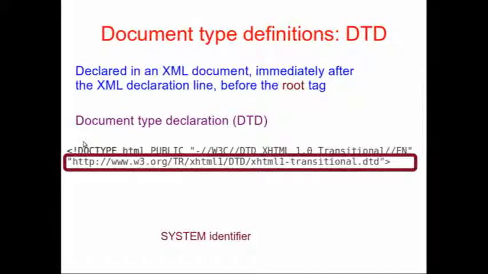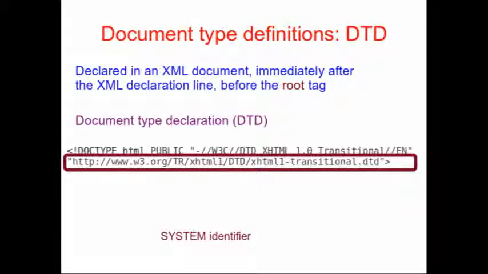The document type definition must be included in each XML file after that XML declaration line, which must come first in the file, and before the root tag, which of course is named in the document type declaration itself.